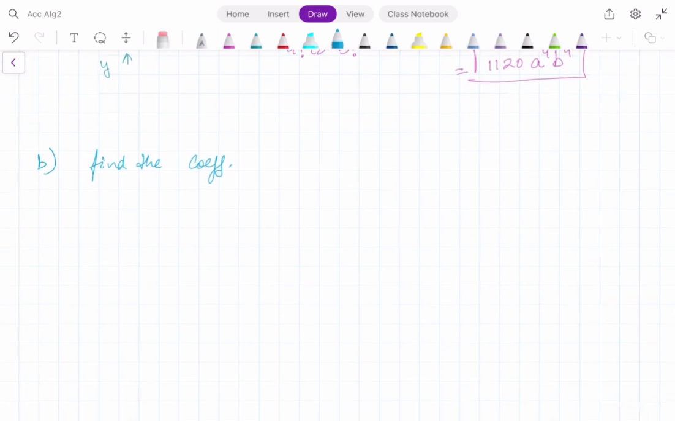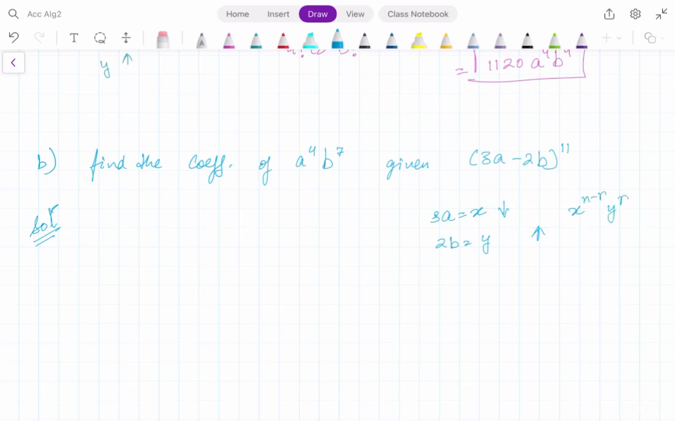Now, let's take one more example. So in this case, let's find the coefficient of a4b7. That means a has already reduced, b is increasing, given 3a minus 2b to the power of 11. Now, watch carefully. They want a to the power of 4, b to the power of 7, right? Remember, b started with 0, right? From 0, 1, 2, 3, 4, 5, 6, 7. So let's understand it this way. a is nothing but x. So as 3a is decreasing, y or 2b is increasing, right? x to the power of n minus r, y to the power of r. I know y is to the power of 7, and n is given as 11.